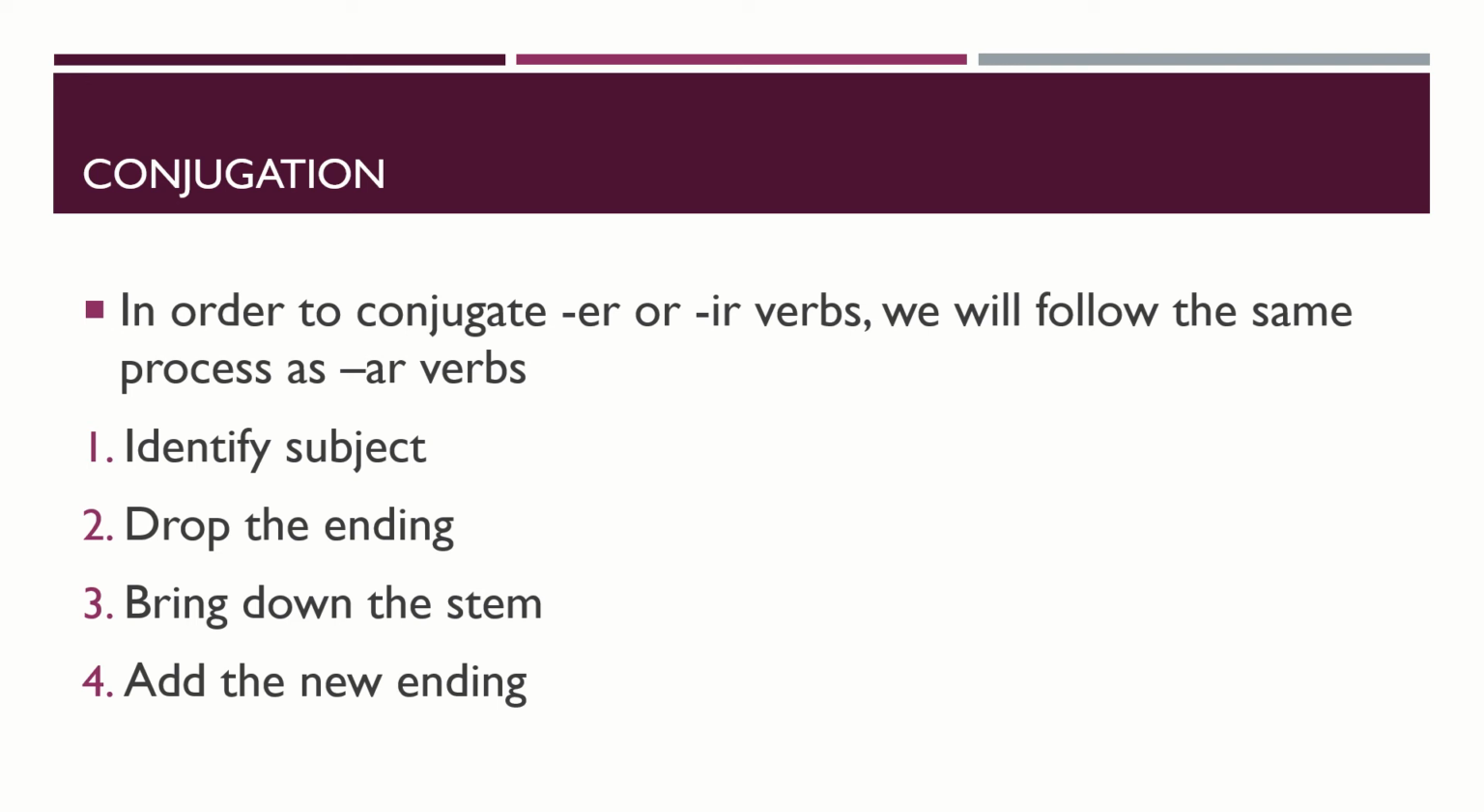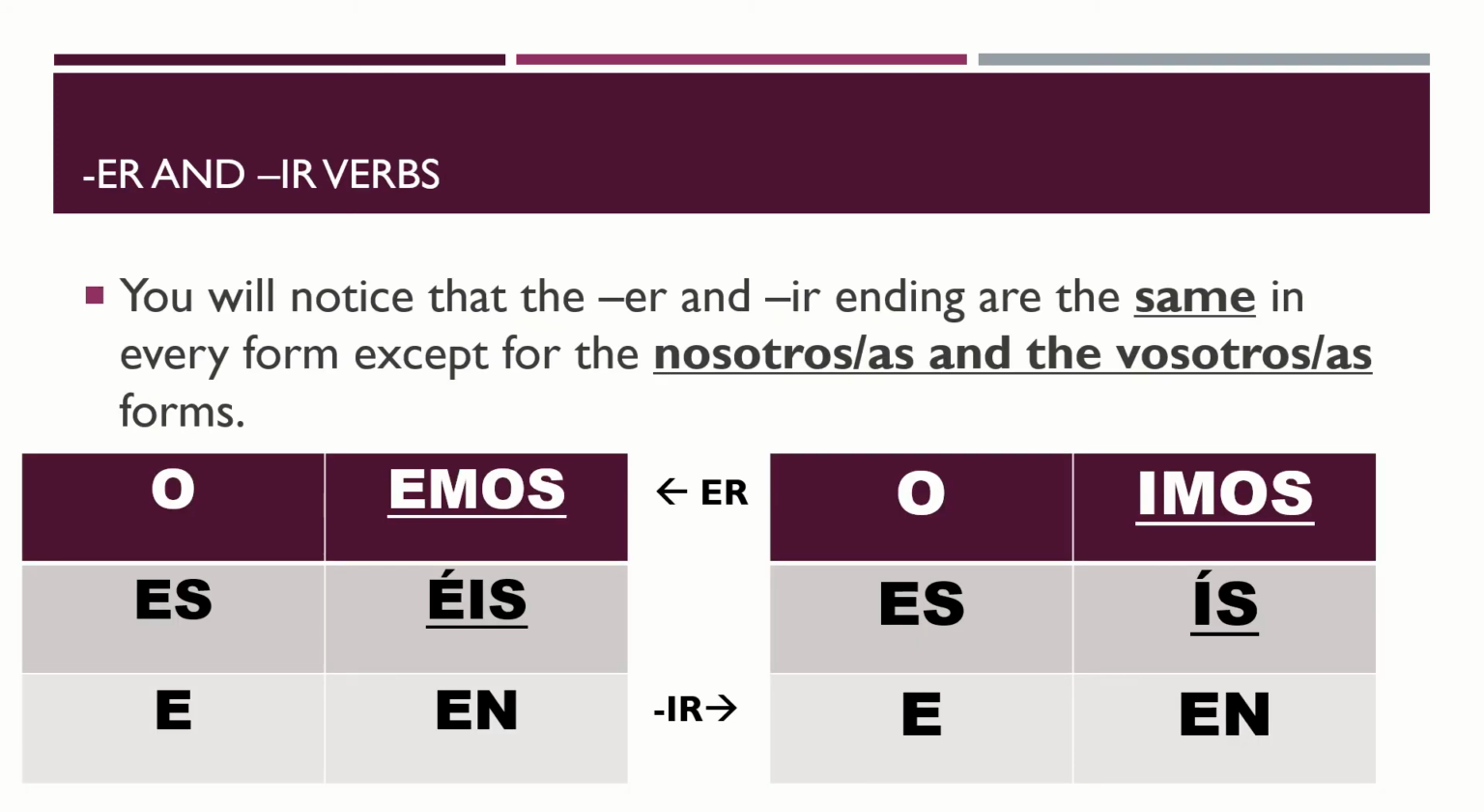But in order to be able to follow that process, we need to know what our endings are going to be for ER verbs and for IR verbs. So here we have our ER verb endings, and we also have our IR verb endings. First, we're going to talk about our ER verb endings, which are these ones over here on the left-hand side. Our yo ending is going to be o, so you'll notice that's the same as it was for our AR verbs. Our tú ending is going to be es. Our él, ella, usted ending is going to be e.